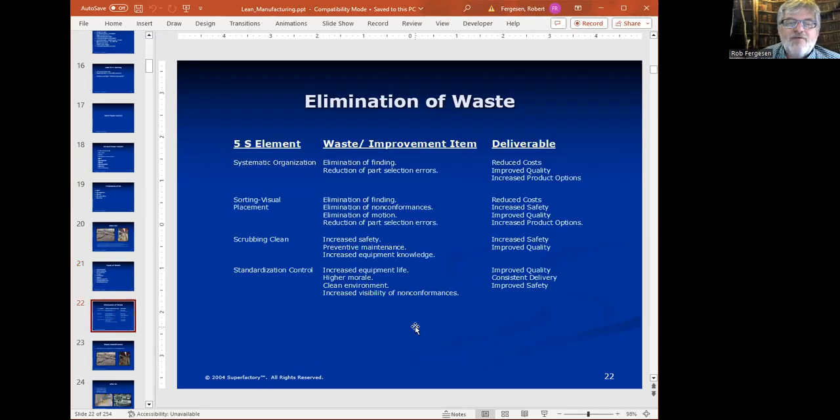So the 5S way says that for each one of those S's, you get an improvement. And they created this little chart for you. You've got systematic organization, elimination of finding. You don't take time to find something. Eliminate the possible part selection error. You might grab the wrong tool, or you might grab the wrong raw material or the wrong part. And so your deliverable is reduce costs, improve quality. So all those things on the right are just all the good things.